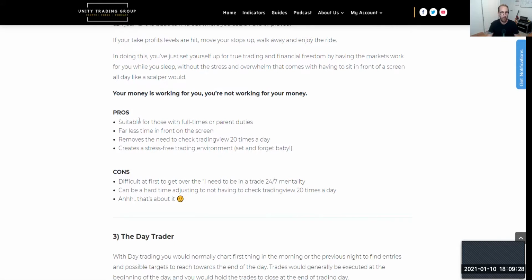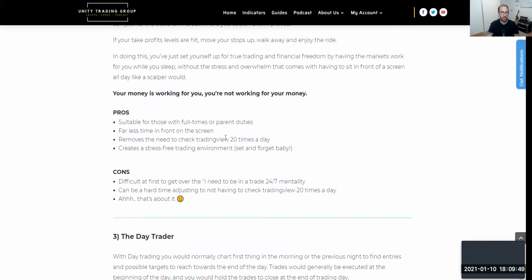So it's suitable for those with full-time jobs or parent duties. If you've got a demanding lifestyle or parenting lifestyle, to be able to set up a trade and walk away is a gift. Far less time in front of the screen. You might take 3 to 10 high quality trades a month, and that's a couple of hours screen time. Sounds pretty good to me.